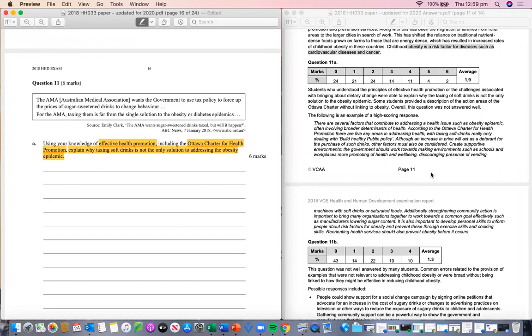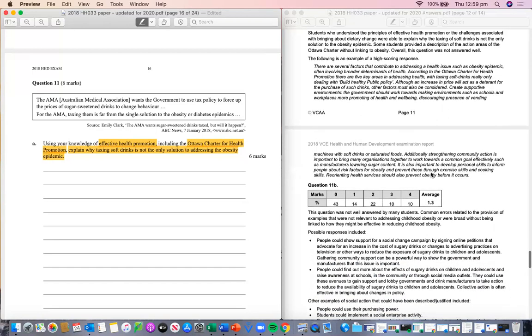Students who understood the principles of effective health promotion or challenges associated with bringing about dietary change were able to explain why taxing of soft drink is not the only solution to the obesity epidemic. Some students provided a description of the action areas of the Ottawa Charter without linking to obesity. Overall, the question was not answered well.